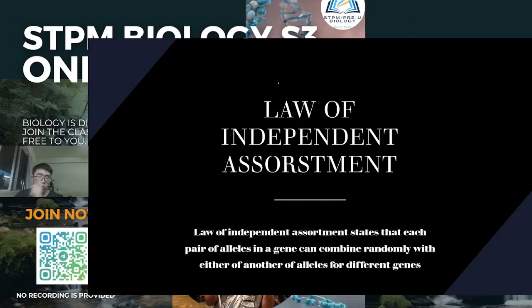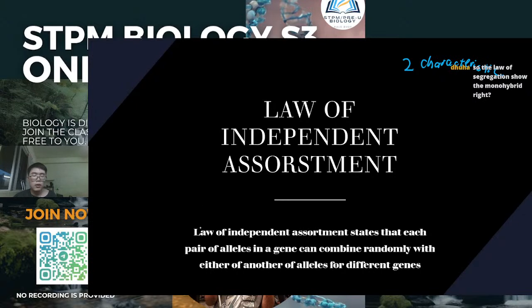Okay, next law is the law of independent assortment. Okay, so this law involves two characteristics already. Just now, it only involved one type of characteristic only. But this one involves two characteristics. How about when we compare two characteristics? Because that one is only one characteristic. Now we compare two characteristics, two different characteristics.